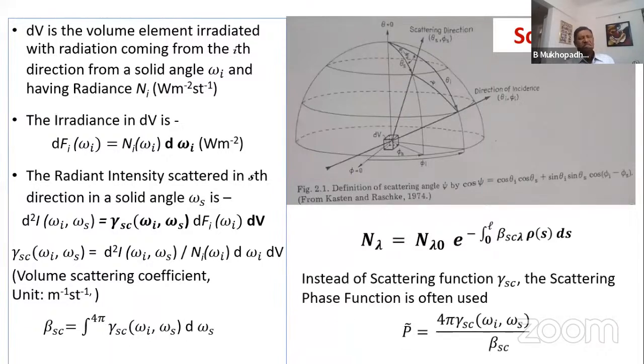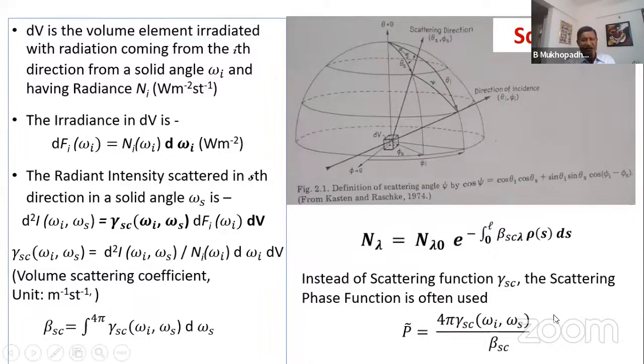Now, there are mathematical tricks and jugglery, you see. Why do you want to bring in a dimensioned quantity? This has a dimension, isn't it? Per meter per steradian. This is the definition of beta. Instead of that, we can use a dimensionless quantity and call it the phase function. It's a dimensionless quantity, a phase function, which is nothing but expressing gamma. Gamma is a fraction of energy diverted in a particular direction, isn't it? Gamma is a specific amount of energy diverted by scattering in a particular direction.